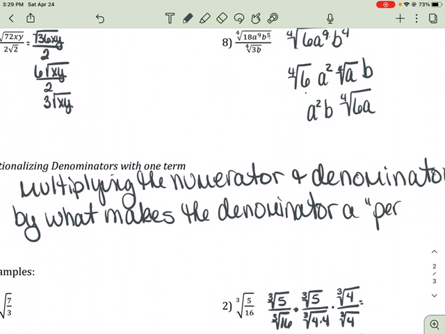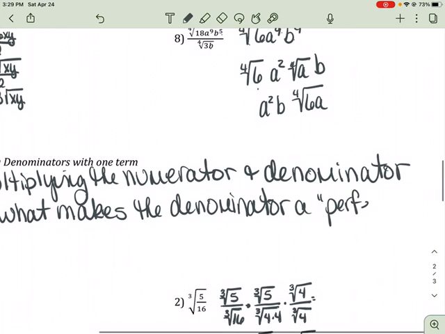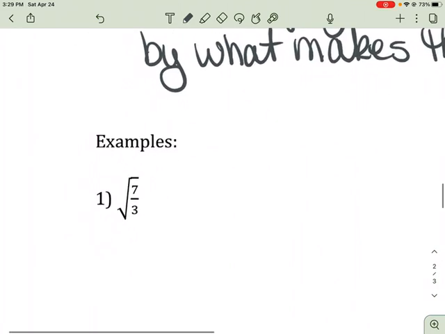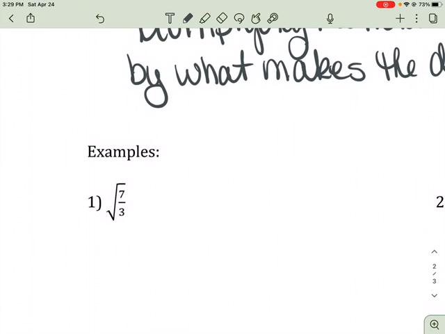Now, if we were rationalizing the numerator, we would say we're going to multiply top and bottom by what's going to make the numerator a perfect square. Okay, so here's what I mean.